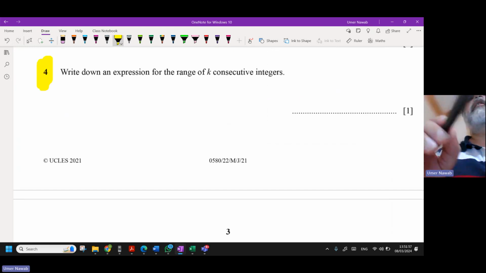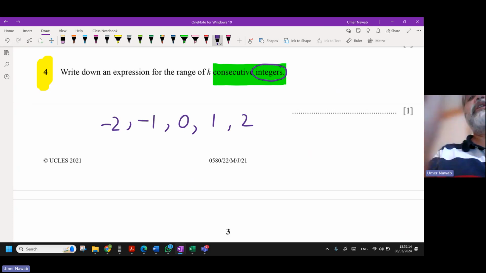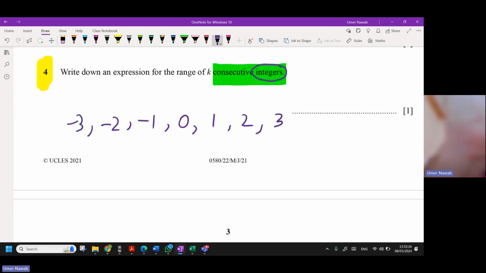In mathematics, we need to understand this terminology, consecutive integers. First, you need to know the meaning of integers. Integers are all whole numbers with plus and minus signs. So zero is an integer, one is an integer, minus one is an integer, two is an integer, minus two, three, minus three are integers. All the whole numbers with plus and minus signs are integers.